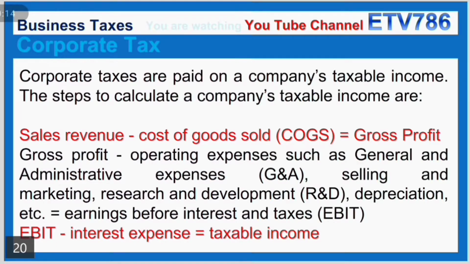Corporate tax. Corporate taxes are paid on a company's taxable income. The steps to calculate a company's taxable income are: number 1, sales revenue minus cost of goods sold is equal to gross profit. Then gross profit minus operating expenses, such as general and administrative expenses, selling and marketing, research and development expenditures, depreciation, etc., is equal to earnings before interest and taxes. Earnings before interest and taxes minus interest expense is equal to taxable income.